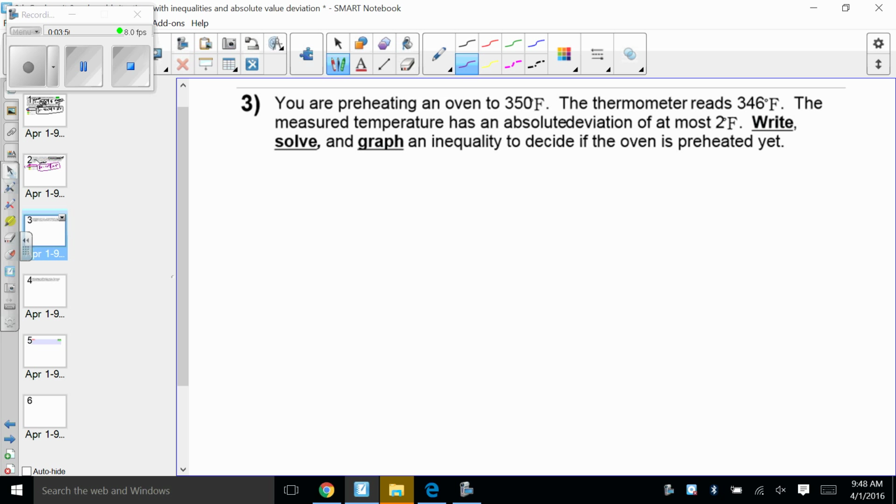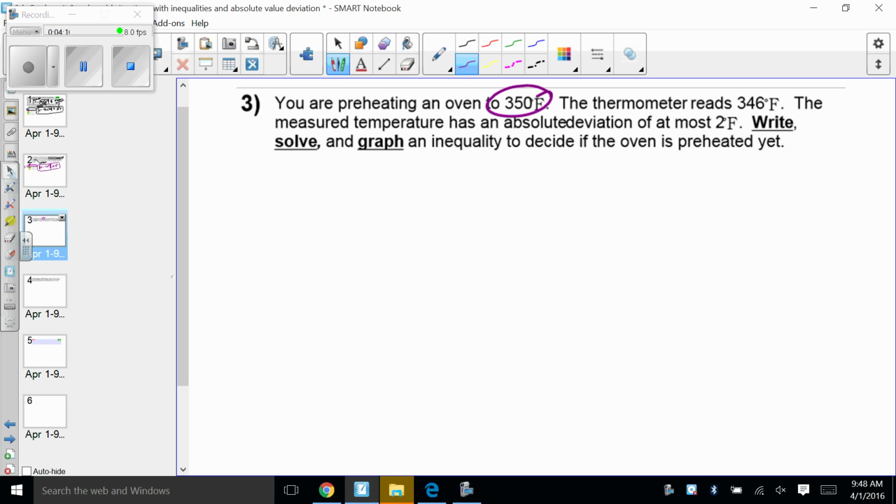You're pretending to heat, or you're pretending, sorry, you are preheating an oven at 350. That's known as the perfect score. The thermometer reads 346. The measured temperature has an absolute deviation of at most 2 degrees. Write and solve an inequality to decide if the oven is preheated yet.